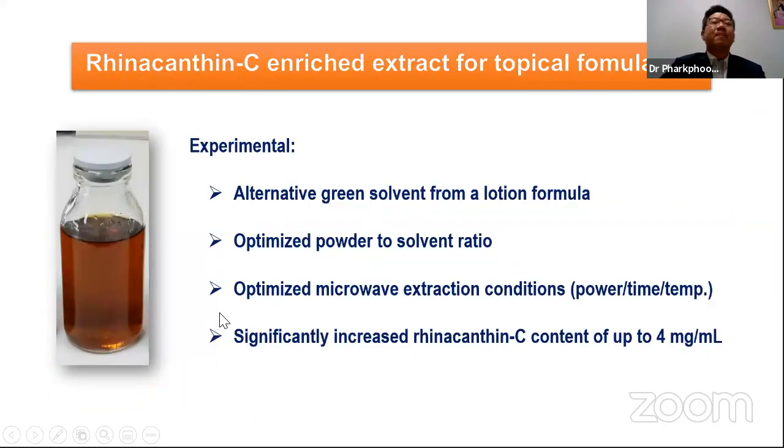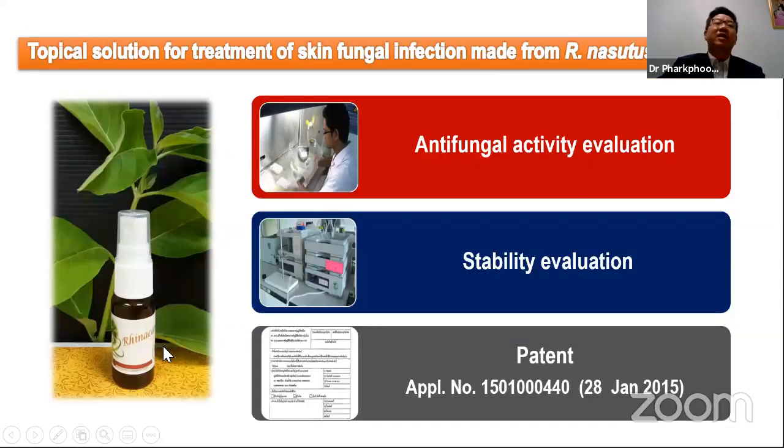One advantage is that the extract does not contain chlorophyll. Our solvent does not extract chlorophyll from the leaf. If you use ethanol for extraction from the leaf, you will get a lot of chlorophyll. When you make a topical formulation, that is not good, because most people don't like green color on their skin. If you use the green solvent, the extract will have a brown color. When you formulate, the color will be similar to the skin, and it will be more preferable to other people.